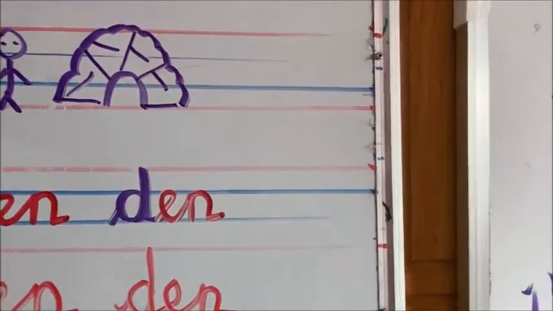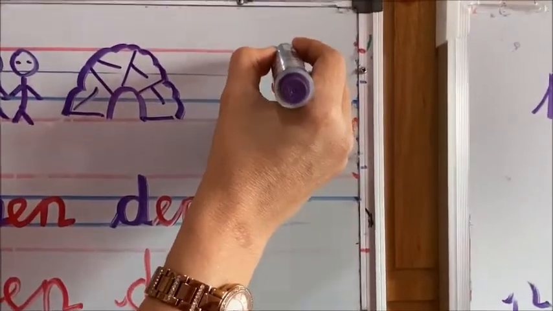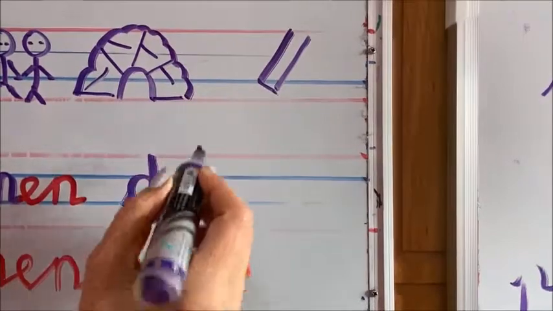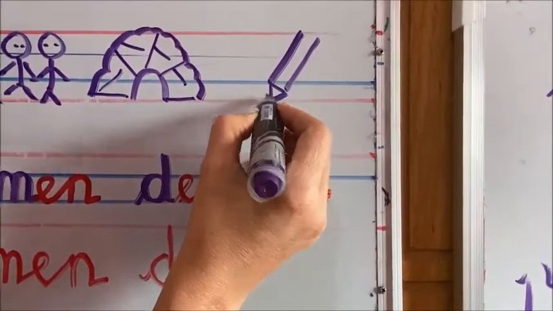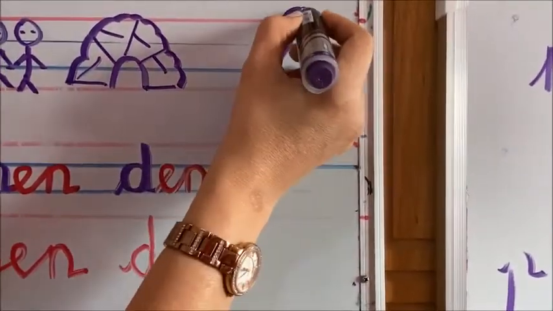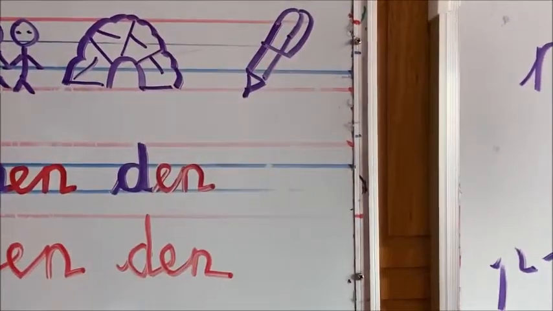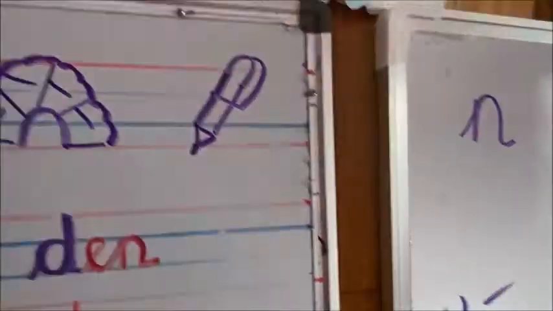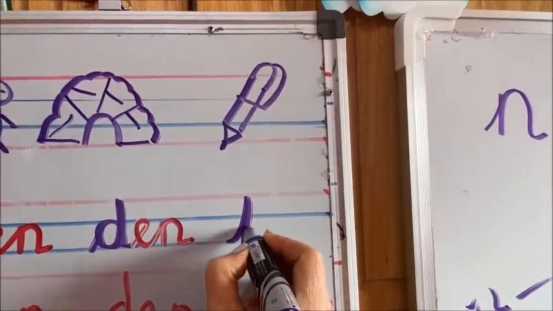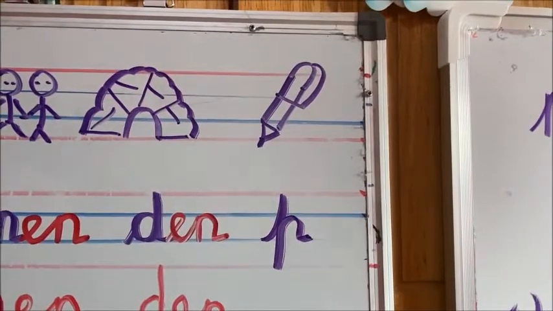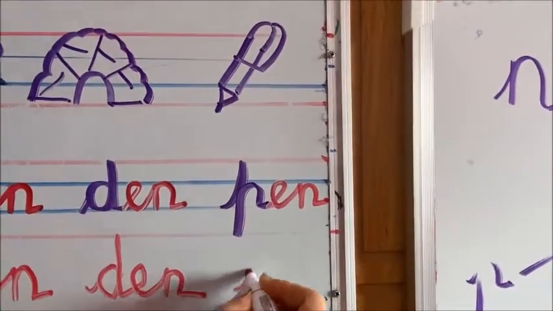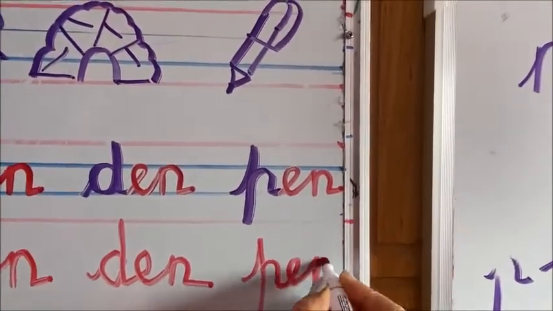The next one is, you have to draw a pen. To draw a pen, first you put a slanting line and a slanting line and join it. Then you make like this. Then you join this. Yeah? Then from here you make like this. This is a pen. When you say pen, P comes first, isn't it? So write like this. P, N. What is the family sound? N. E, N, pen. P, E, N, pen.